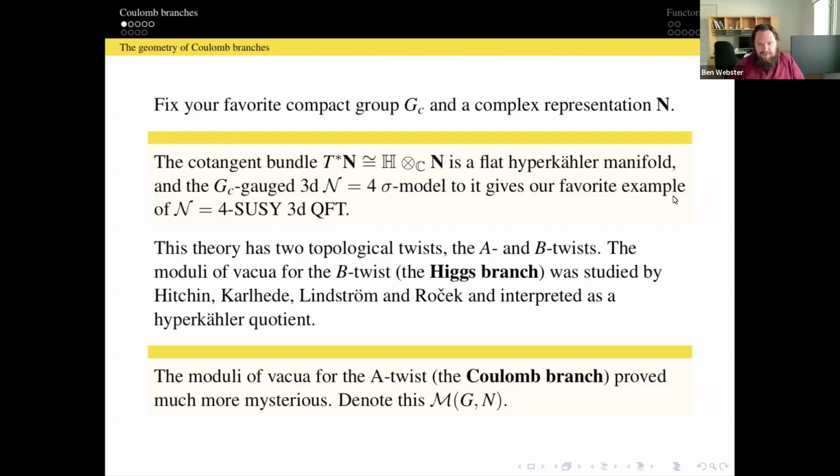When I look at the B twist, I get what's called the Higgs branch. And this is something that mathematicians have been studying for a very long time. In particular, there's this paper of Hitchin, Karlhede, Lindström, and Roček, which was basically looking at this as a way of constructing hyperkähler metrics by hyperkähler quotient. But if you go through their paper, they motivate everything in terms of this gauged sigma model. So that's actually the best reference I found for mathematicians to get a sense of what is going on in this sigma model.